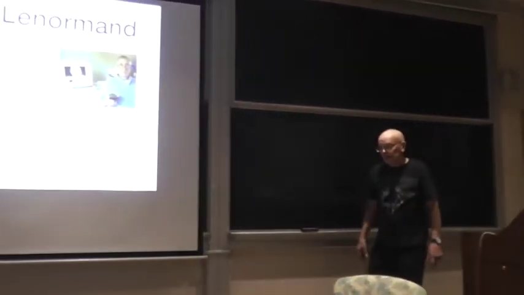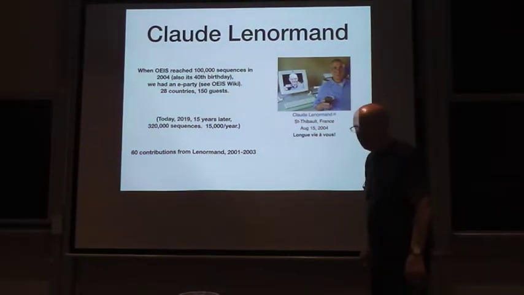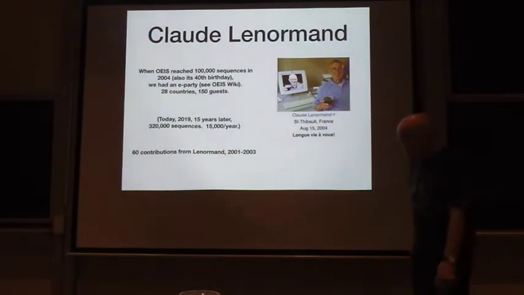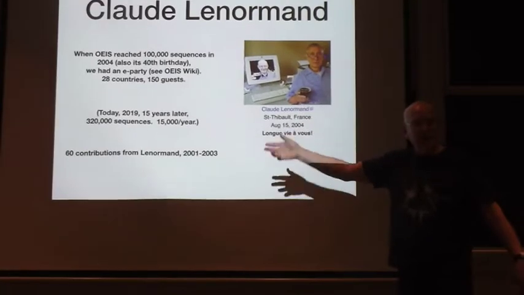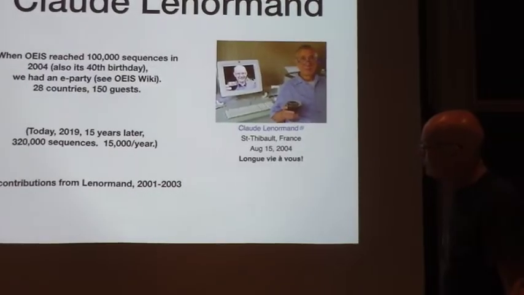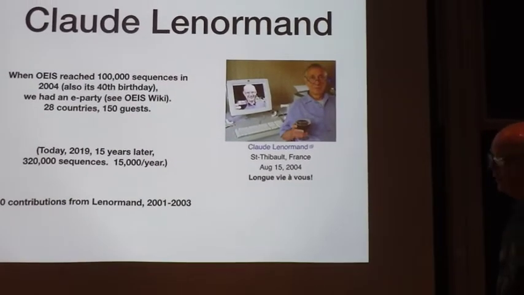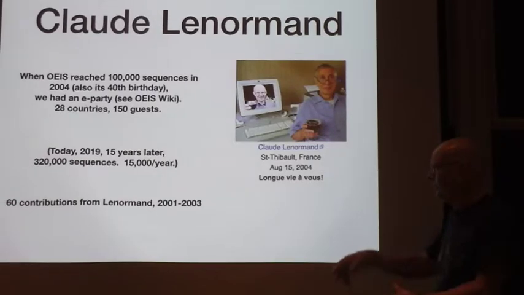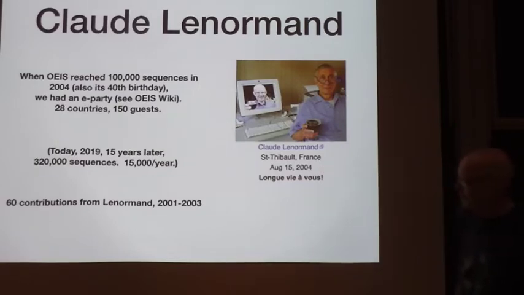So, Claude Lenormand, back in the year 2000 and so, he was a contributor, he sent in many sequences, and when we reached 100,000 sequences, we had a birthday party for it. It was the 40th birthday of the OEIS. And so we had an E-party. I invited everybody to send in photographs and quotations and so on. And Claude Lenormand said, long life.